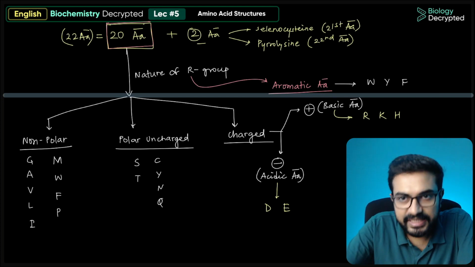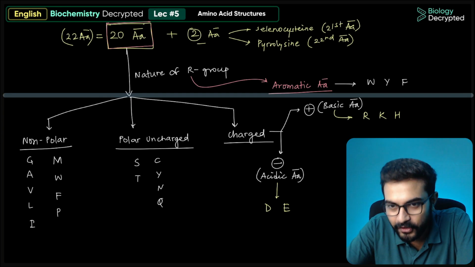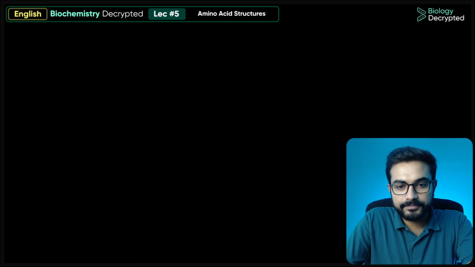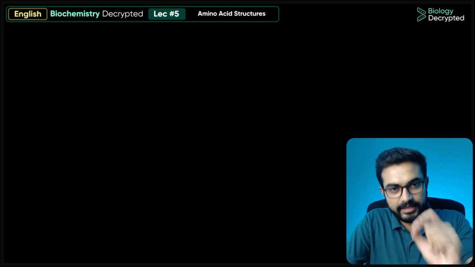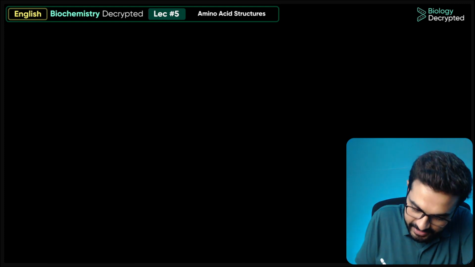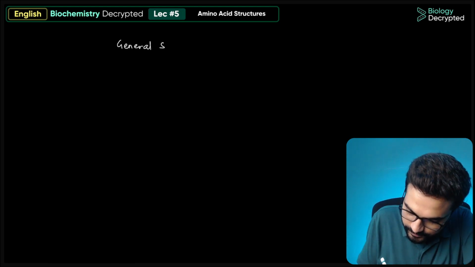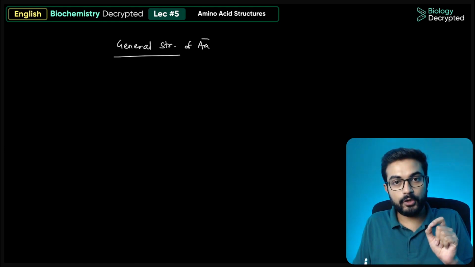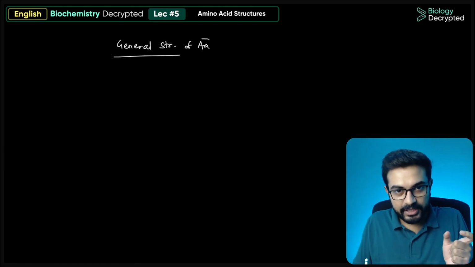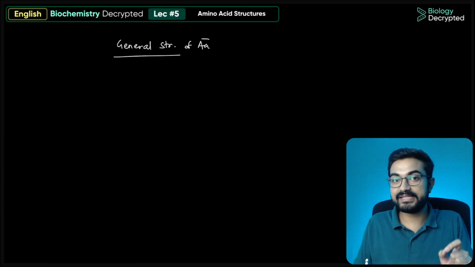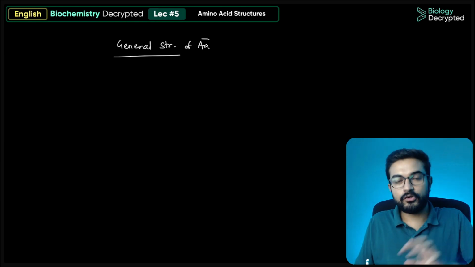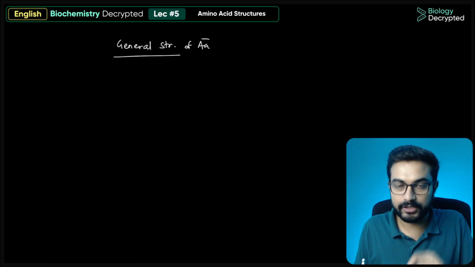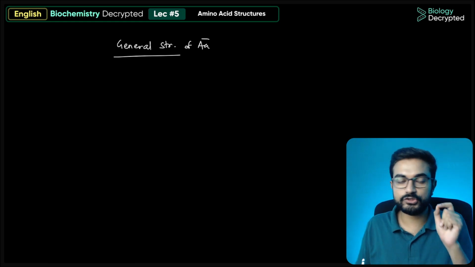Now, let's talk about the structures of all these amino acids one by one. Let's recall the general structure of amino acids again. I'm talking about all the 19 amino acids except for proline, because proline is not a true amino acid, since its group is a secondary amine group, that is an imino group and not an amino group. So this is something that should be noted.